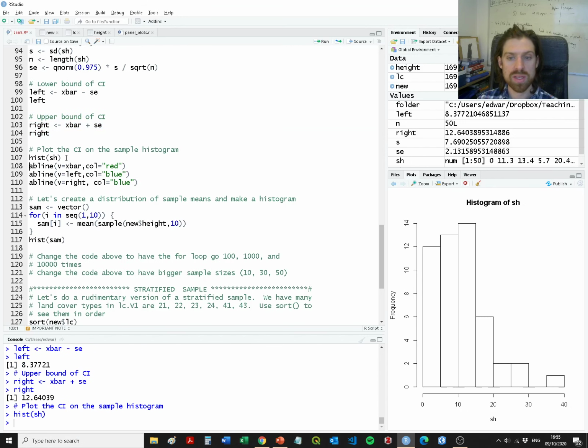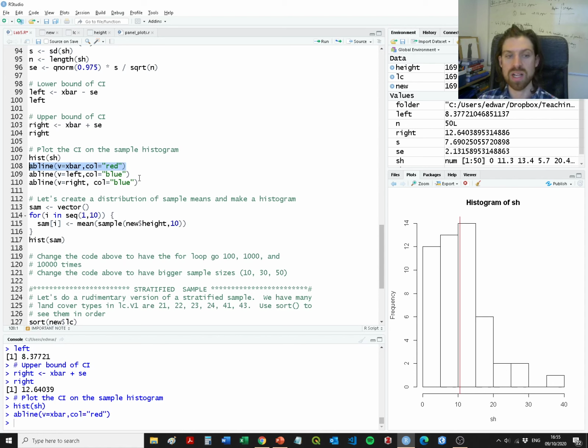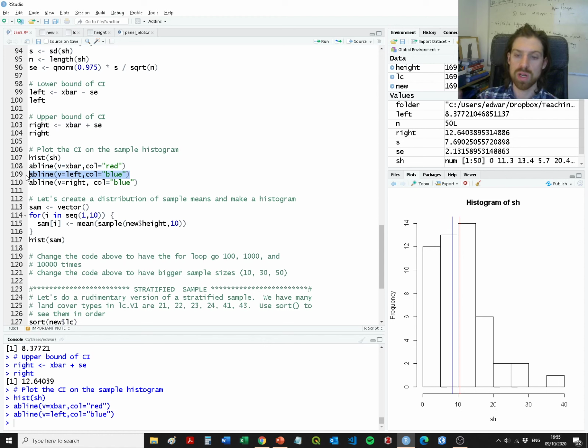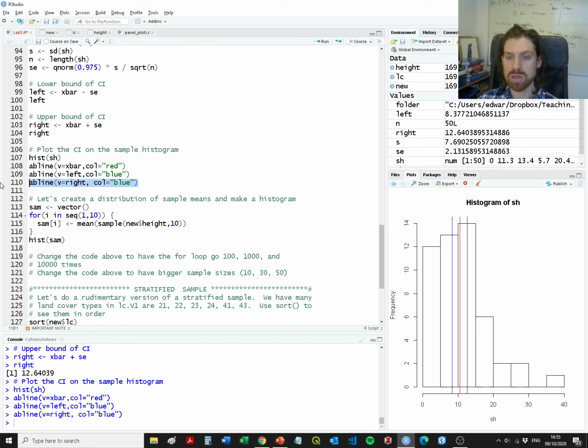And we're able to plot this. So we have the sample height values on the x-axis from 0 up to 40, and we have the frequency of those values all the way up to about 14. We're able to plot the x-bar, the mean value that we got. We then plot the lower confidence bound in blue, and the upper confidence bound in blue as well. That provides us with the confidence interval around the mean value. So we're 95% sure the population mean lies within these particular values.